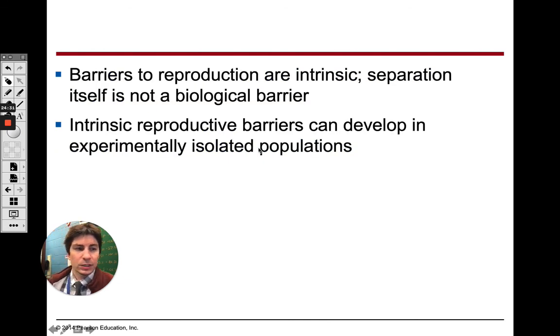When you guys see the word intrinsic, barriers to reproduction are intrinsic. Separation itself is not a biological barrier. What we mean by intrinsic, for this example, is they have different reproductive times or different reproductive ways or something like that. But overall, there is some kind of reproductive barrier stopping them from reproducing.